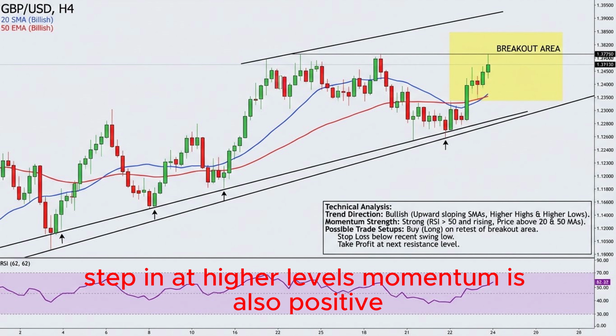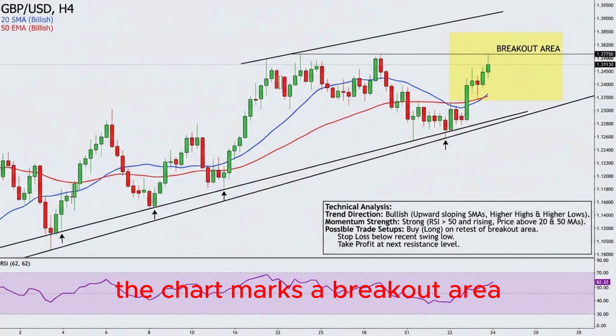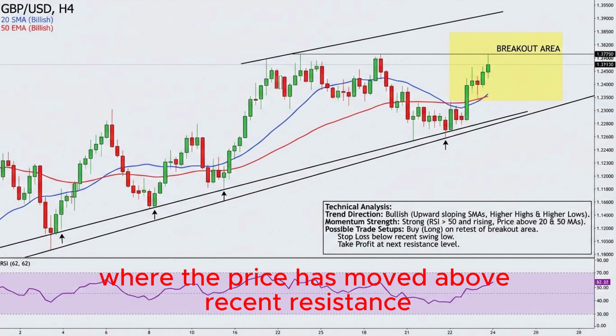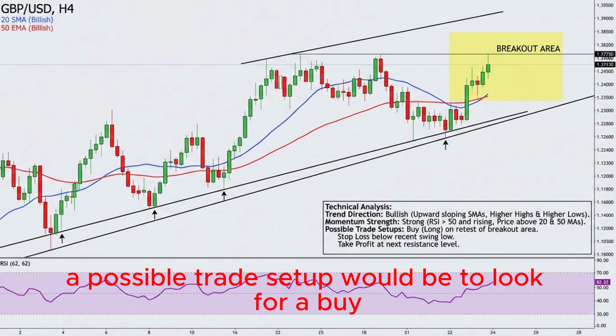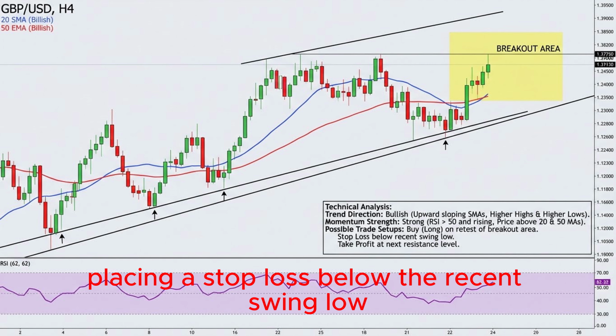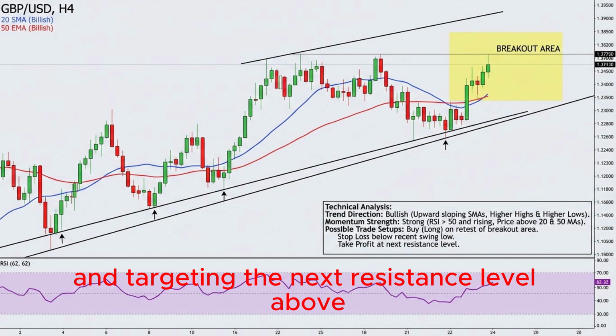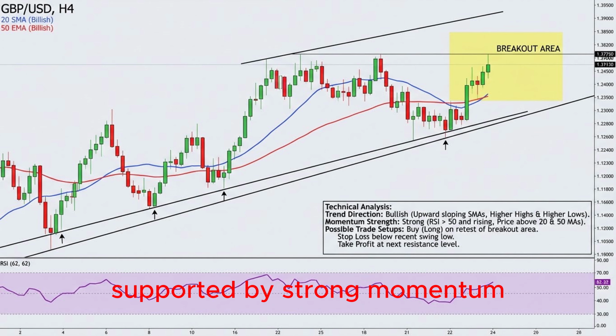Momentum is also positive, with the RSI staying above 50 and continuing to rise. The chart marks a breakout area where the price has moved above recent resistance, suggesting buyers are gaining control. A possible trade setup would be to look for a buy on a retest of this breakout zone, placing a stop loss below the recent swing low and targeting the next resistance level above. Overall, the chart reflects a clear bullish structure supported by strong momentum.